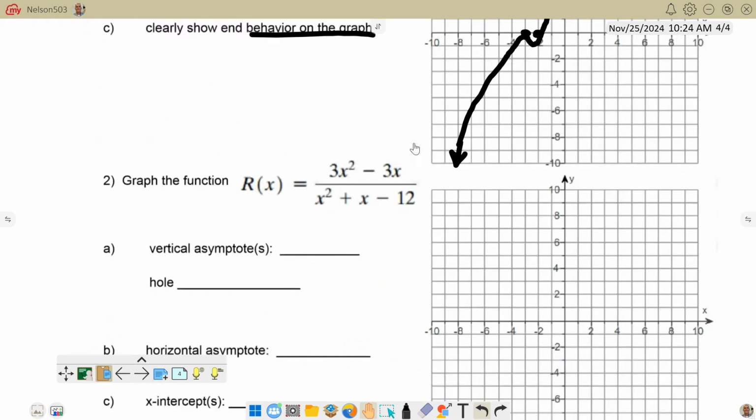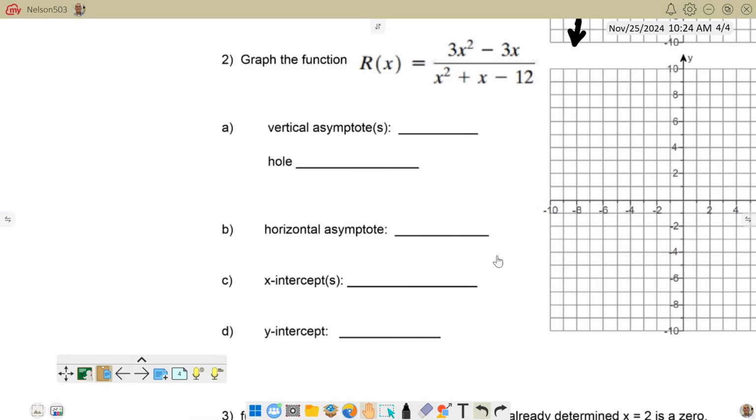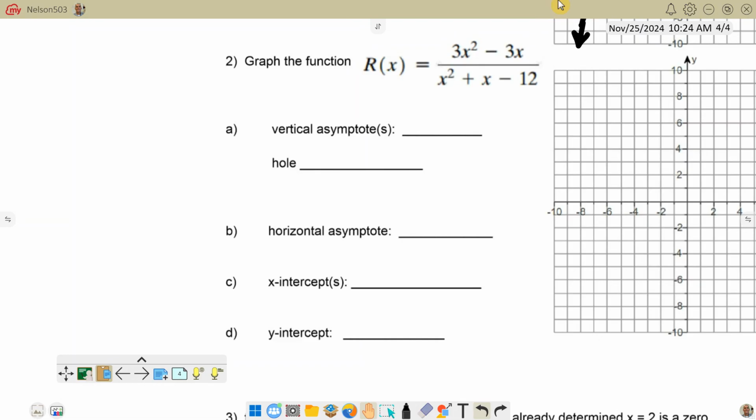Okay, problem number 2. This one's way more difficult. Problem 2, give myself a little bit of space. Step 1 is to factor the numerator and the denominator. So here we go. I'm going to factor the numerator, and I'm going to pull a 3x out of each one of those terms, and I get x minus 1 when I factor the numerator.